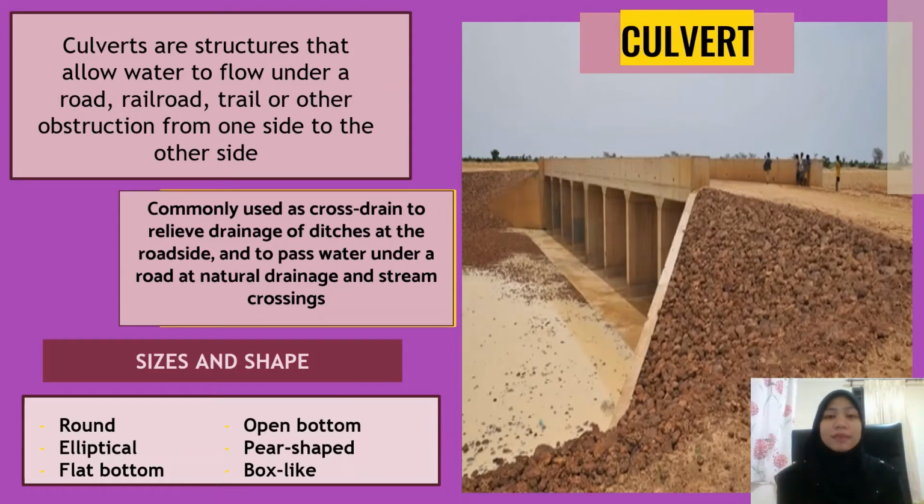So, what are culverts? Culverts are structures that allow water to flow under a road, railroad, trail or other obstruction from one side to the other. They are commonly used as a cross drain to relieve drainage of ditches at the roadside and to pass water under a road at natural drainage and stream crossings. Culverts come in a variety of sizes and shapes. Examples of the shape are round, elliptical, flat bottom, open bottom, pierced shape, and box-like.